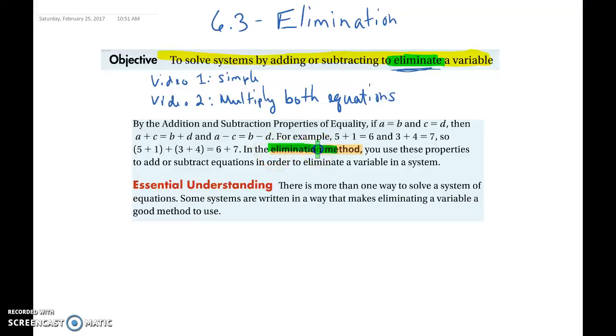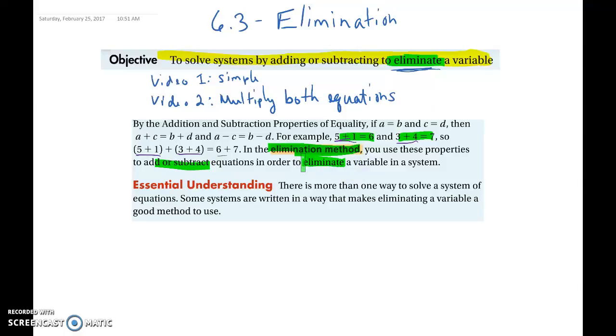The elimination method uses properties such as adding or subtracting, as shown here, where if you have 5 plus 1 is equal to 6 and 3 plus 4 is equal to 7, we can then group these and say, well, 5 plus 1 plus 3 plus 4 is then equal to 6 plus 7. So we're using these properties of adding and subtracting equations in order to eliminate a variable in a system, which is why it's called elimination.